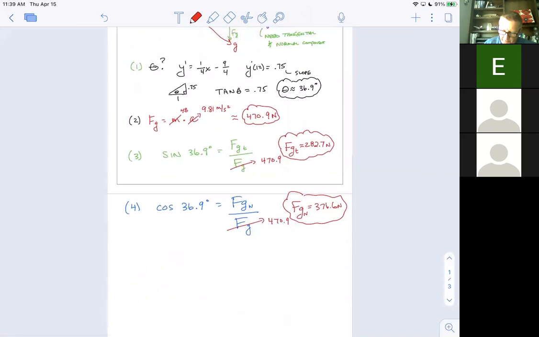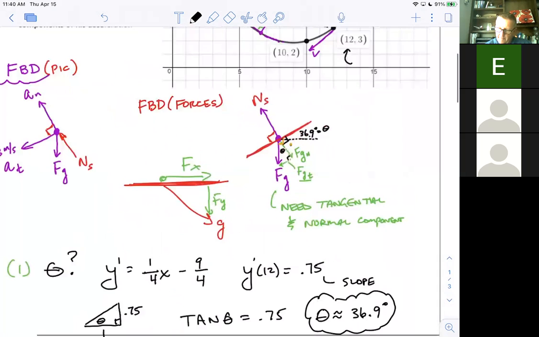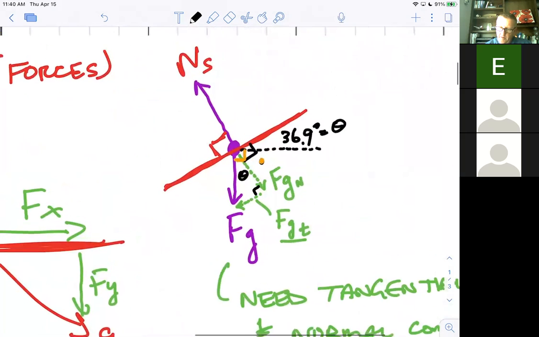So now I'm thinking about those formulas that we made for ourselves, that the sum of the forces normal equals mass times normal acceleration. Sum of the forces normal. Well, look at my sheet. Don't I have two forces that are normal?